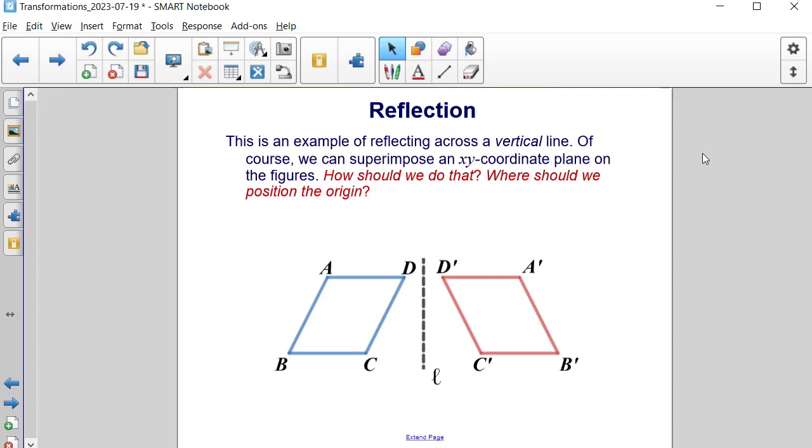This is an example of reflecting across a vertical line. Of course, we can superimpose an XY coordinate plane on the figures. How should we do that? Where should we position the origin? Take a moment to pause this video and think about it, and when you're done, unpause it.